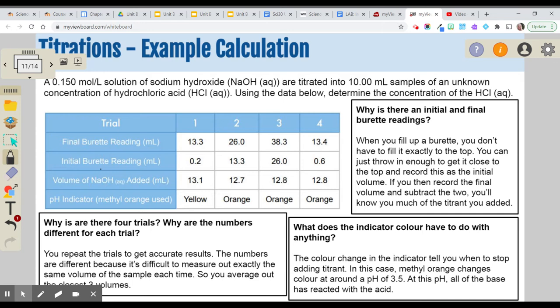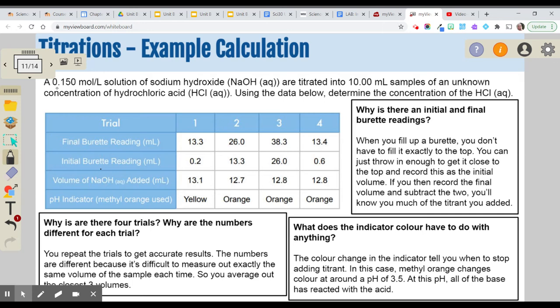Before we even do the calculation, there's a few things you need to understand about these titrations and the data. If you haven't yet, I would pause this and go watch that video of what a titration looks like in real life. Go back a couple slides in the slide deck, watch that video, and then come back here. Okay, all right, so an example calculation.